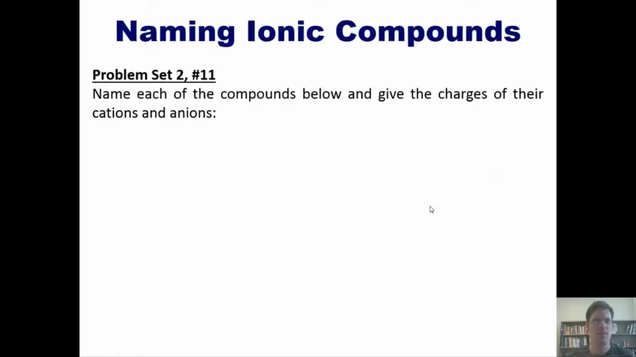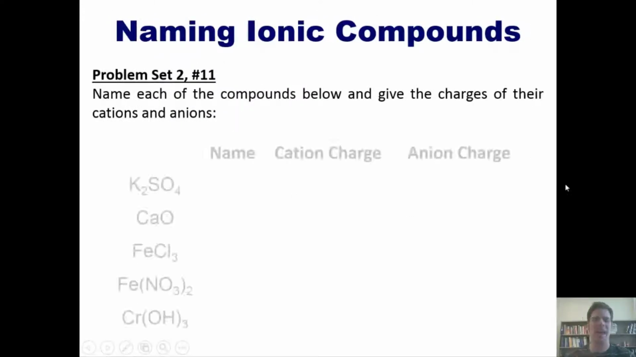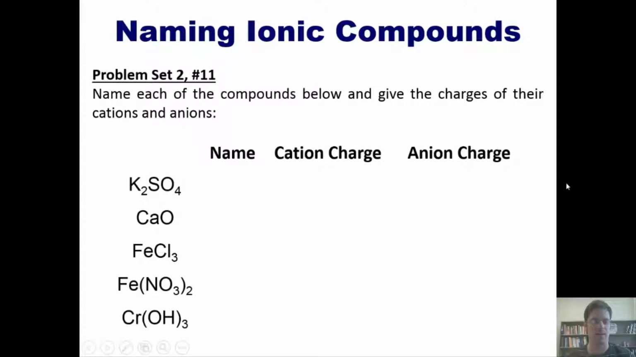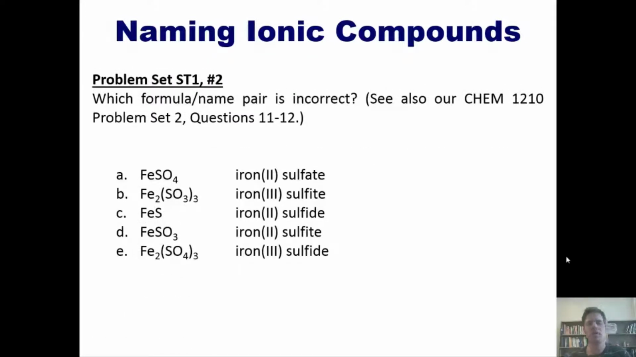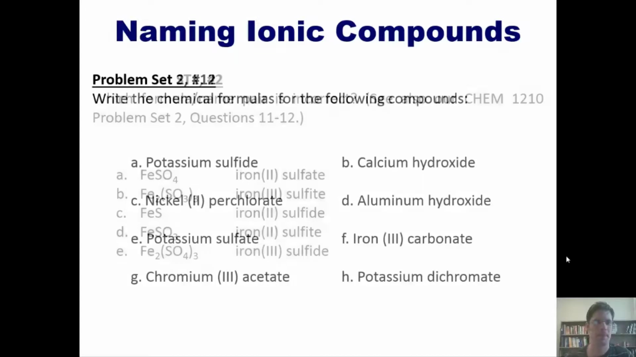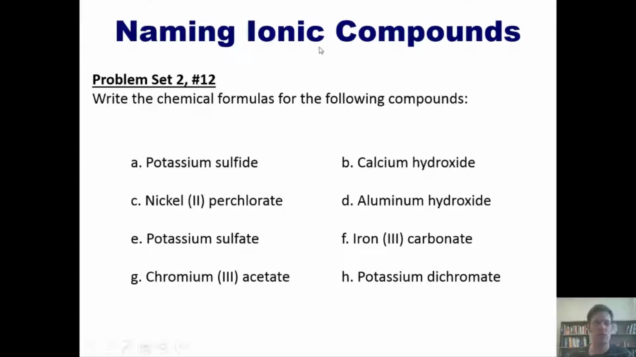Next question. Name each of the compounds below and give the charges of their cations and anions. Next, which formula name pair is incorrect of these different examples? Next, write the chemical formulas for the following compounds.